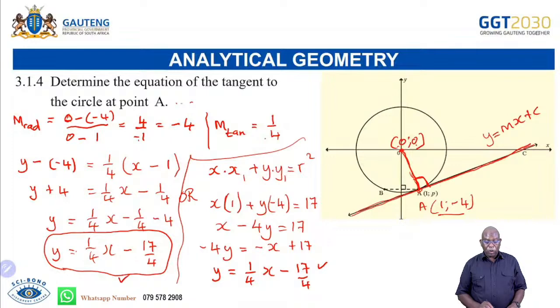So either I can use that method of getting the gradient of the radius and the gradient of the tangent. Then from there, I can use the formula y minus y1 equals m into x minus x1. Or I can use that formula here, which is not on the formula sheet. Must practice it and then know it. And that takes you straight to the equation of the straight line.